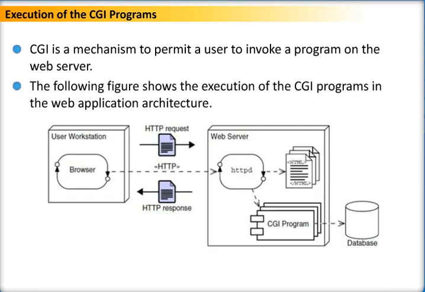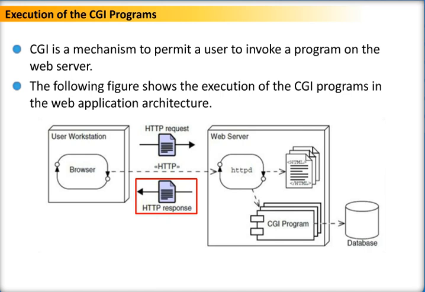The displayed figure shows the execution of the CGI programs in the web application architecture. The browser sends a request to the server using a URL. The server receives the request and identifies the CGI program to execute with the help of the URL. This CGI might be a script or an executable file. The CGI program parses the CGI data in the request, processes the data, generates a response, and provides it to the web server. The web server wraps the response in an HTTP response, and then the response is sent back to the web browser.